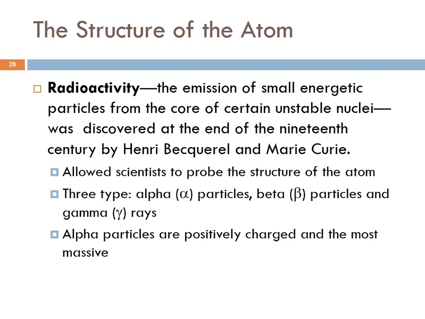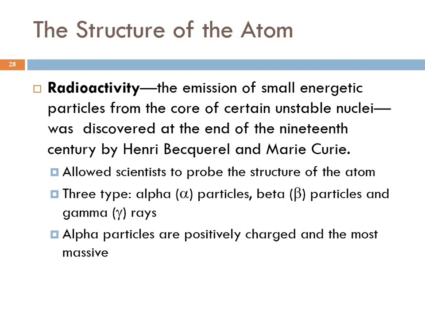Around this time, radioactivity was discovered. Radioactivity, which will be studied in Chapter 19 if you continue into Chem 1B, is the emission of small energetic particles from the core of certain unstable nuclei. This was discovered at the end of the 19th century. And this discovery allowed scientists to probe the structure of the atom.